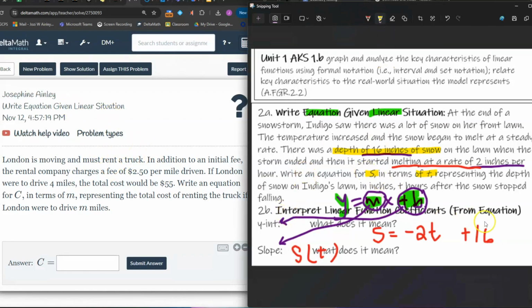Okay, so after you're able to write the equation, 2B says you're going to interpret what it means. What does the y-intercept mean? What does the slope mean? We know that the y-intercept is where it starts, where it begins, or in terms of this question, I start off with a depth of 16 inches of snow. In terms of my slope, what does negative 2 mean in the context of this problem? That my snow is melting by 2 inches per hour.